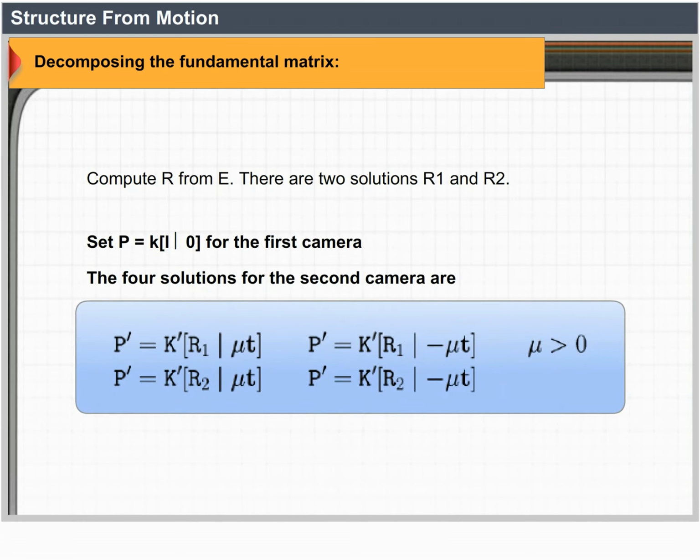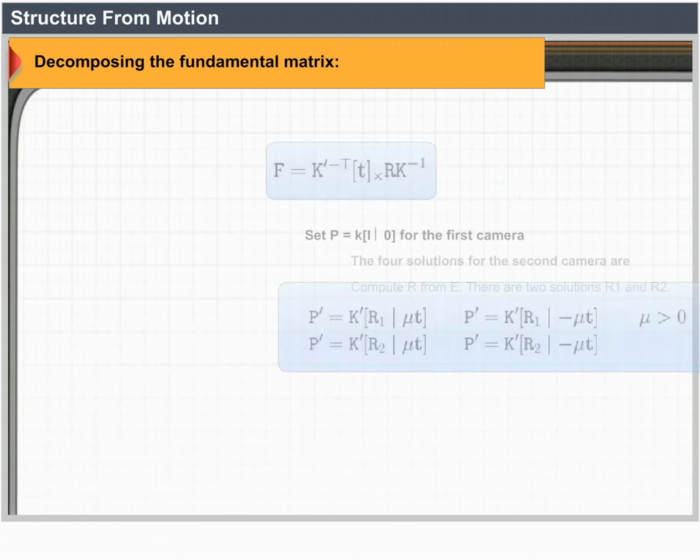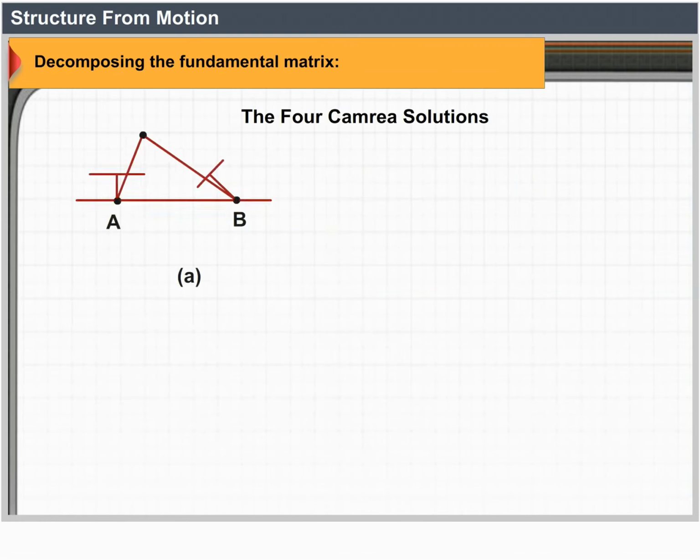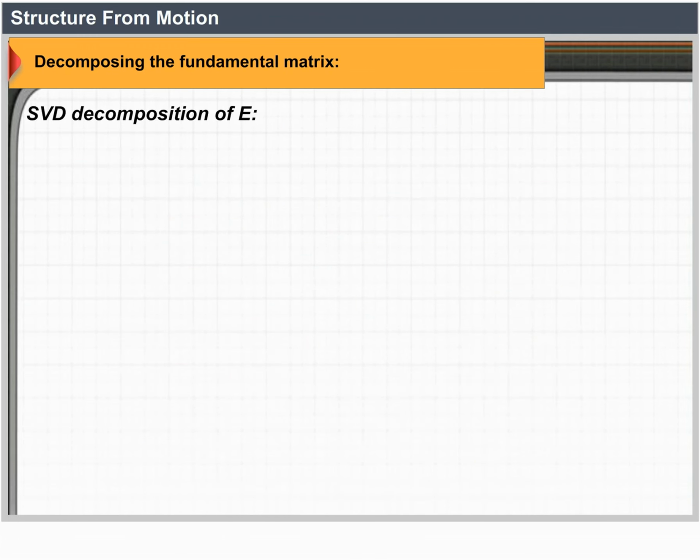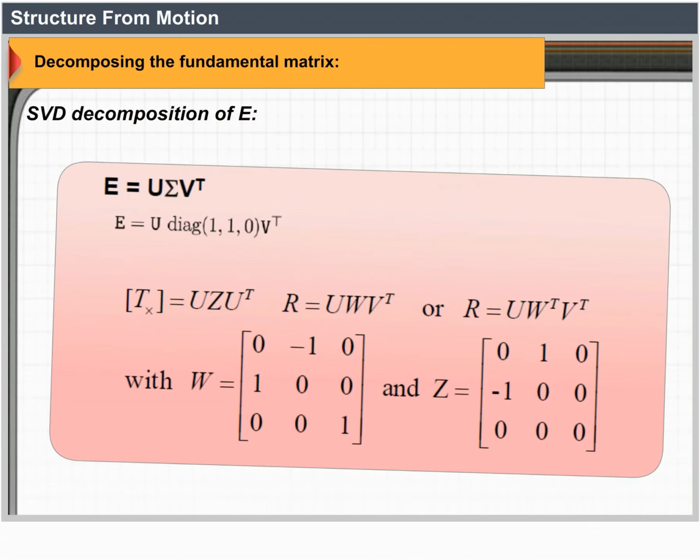The 3D point is only in front of both cameras in one case. The singular value decomposition of E can be arrived at as shown on the screen, where E equals U sigma V to the power T, which is to say E equals U diag(1, 1, 0) V to the power T.